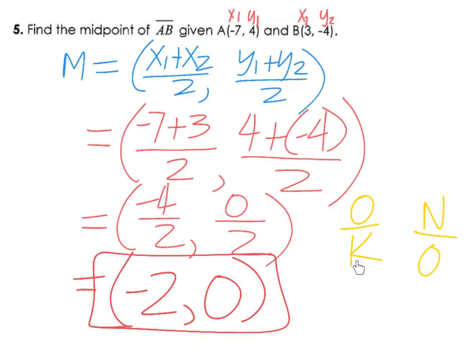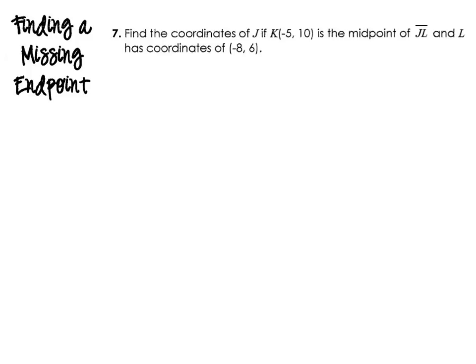So think of k and n as variables, just letters standing for any sort of value. If 0 is on the top, it's okay. If 0 is on the bottom, it's a no-no. And then our final answer should be negative 2, 0. That's the halfway point between those two endpoints, or our midpoint.